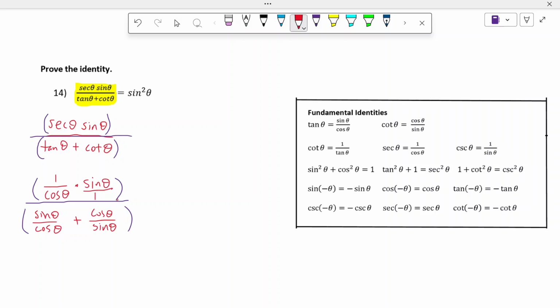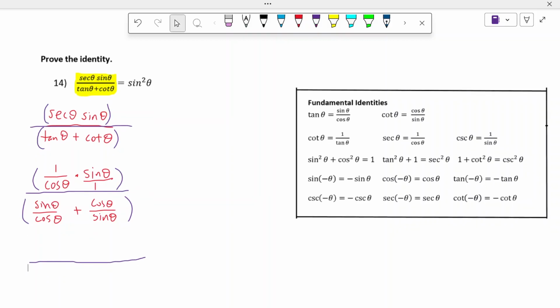Now we've changed the top of this giant fraction and the bottom of this giant fraction. So let's look back at the top of this giant fraction. So let me make my giant fraction line. In fact, let's scoot this up so we got a little more room here.